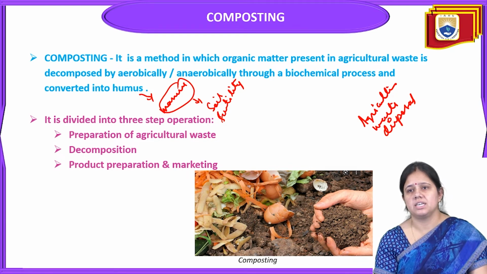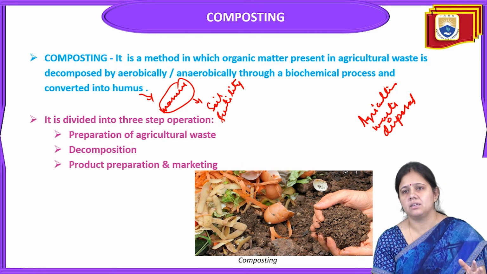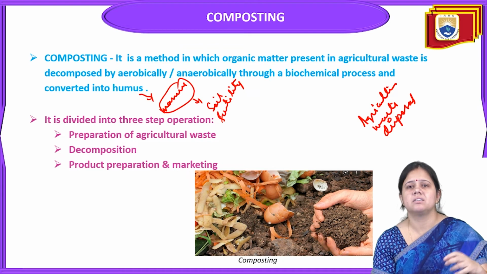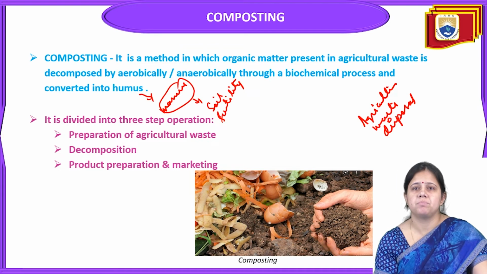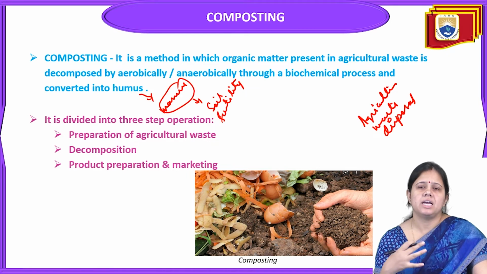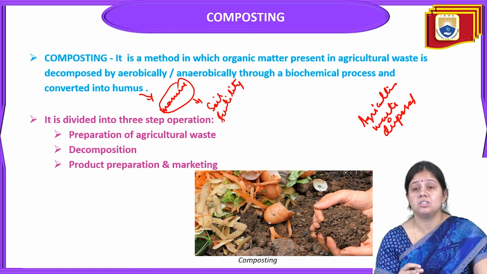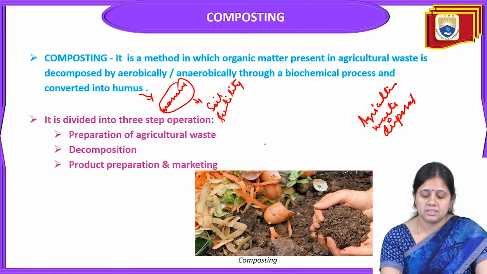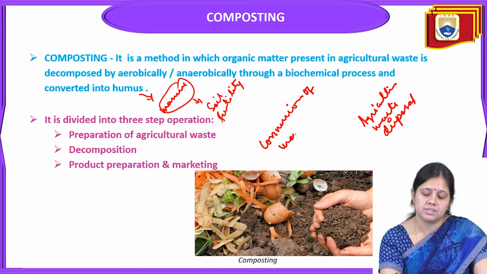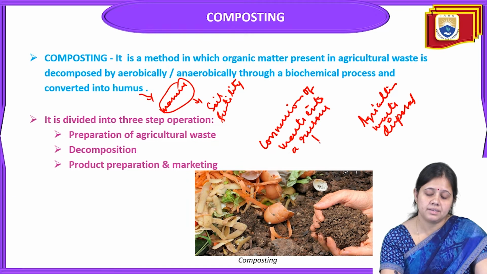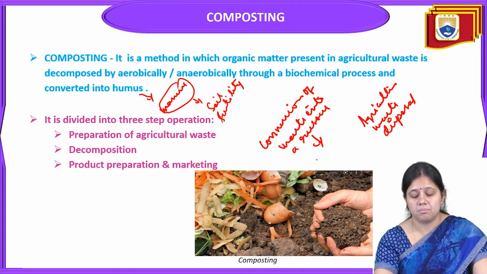Next is the decomposition step inside that tank. Aerobic bacteria or anaerobic bacteria degrade the organic matter in the waste. Then comes preparation of the product, like collection of the manure or humus, and marketing it. So we cannot say this agriculture waste is a waste. It is a resource. It is a conversion of waste into a resource, and it helps in commercial use and marketing.